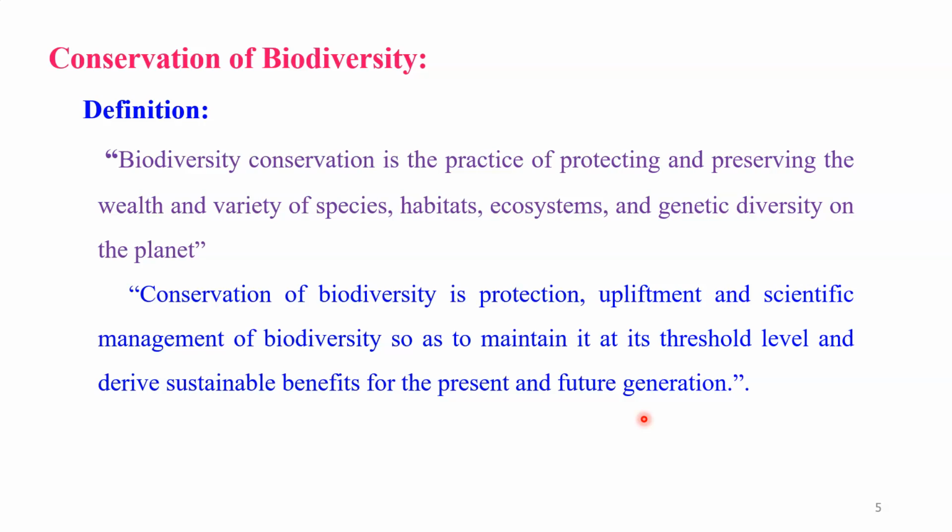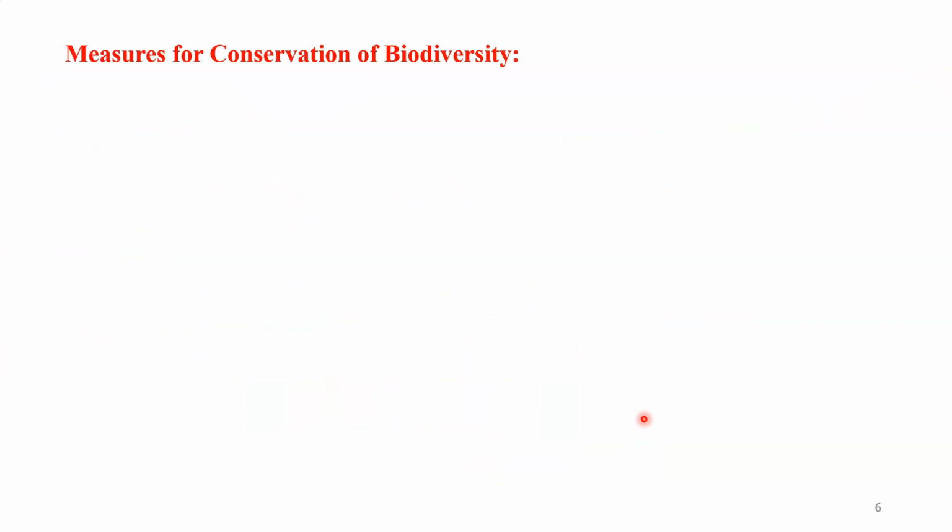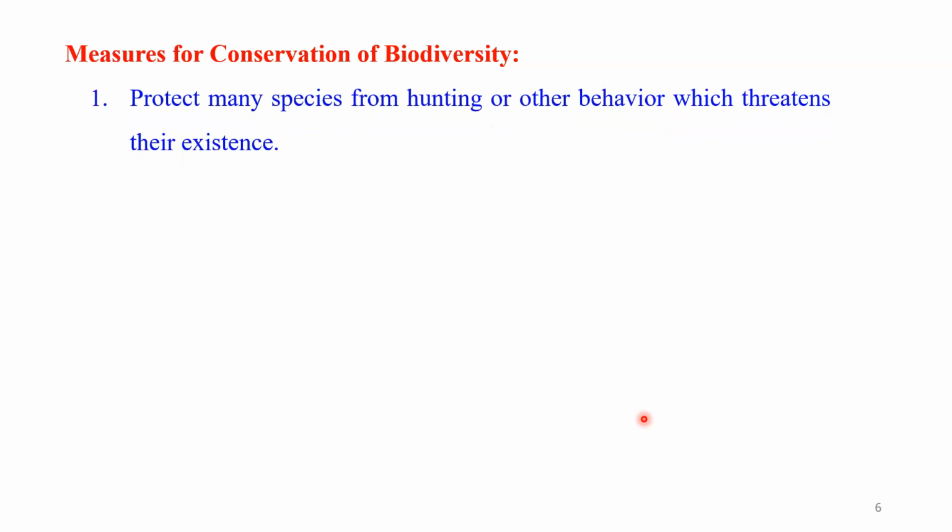If we want to do the conservation of biodiversity, for that purpose, we have to apply some measures. On the basis of these measures, we will be able to conserve our biodiversity. Let's discuss all these measures that are very useful for the conservation of biodiversity on planet Earth. The first thing is to protect the main species from hunting or other behavior which threatens their existence.